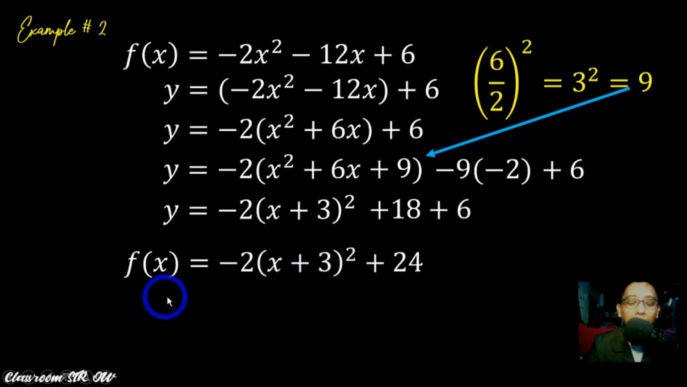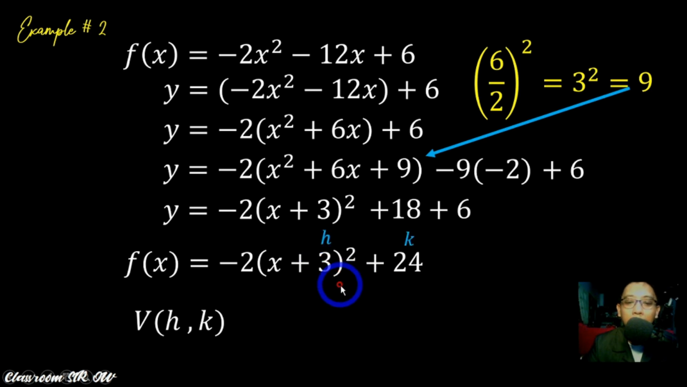Simplifying further, we have f of x, or y, you can use y if you like, is equal to negative 2 times the quantity x plus 3 squared, and 18 plus 6 is positive 24. So we are now ready to identify our vertex because this is already in the vertex form.